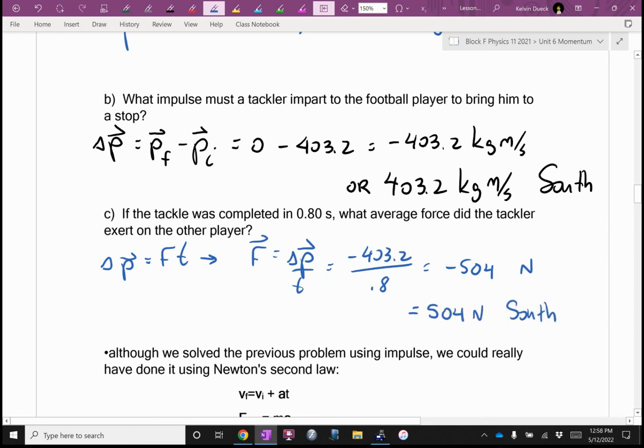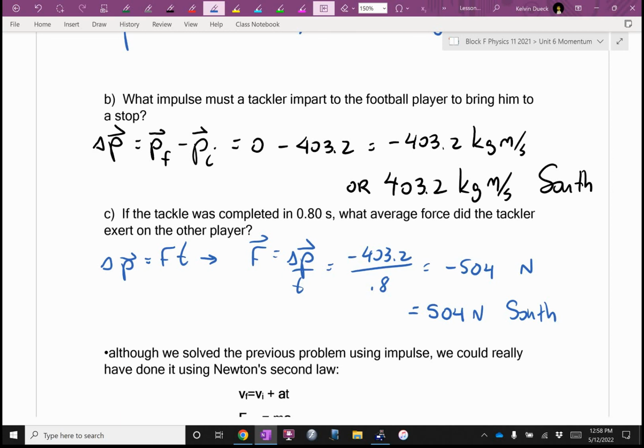In your answers, I would probably write it the second way when you're looking at the answer key. But as long as you're clear on what you've let be positive and negative, I can figure it out. The only thing that I would take a half mark off for is if you said negative 504 newtons and south, because negative south to me is, I think, north.